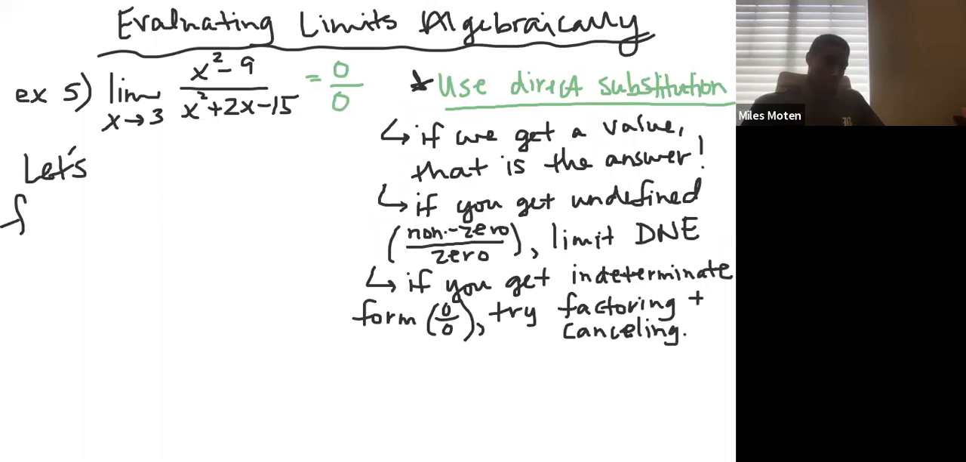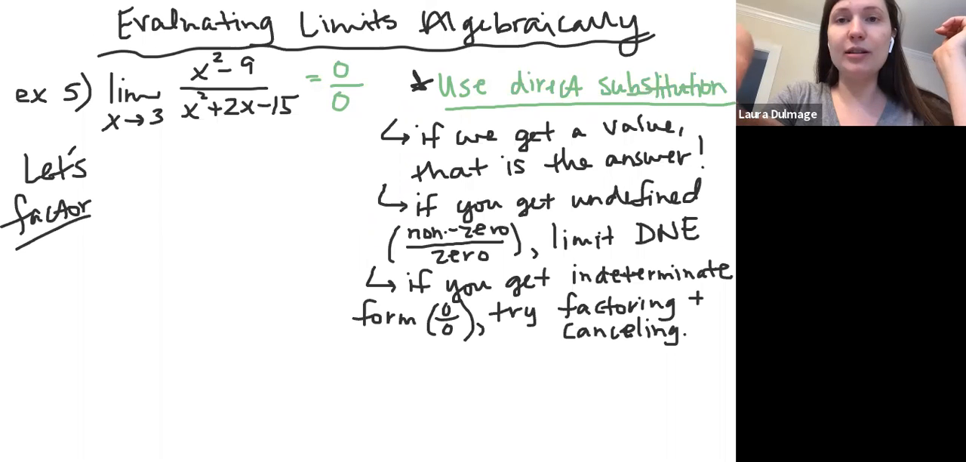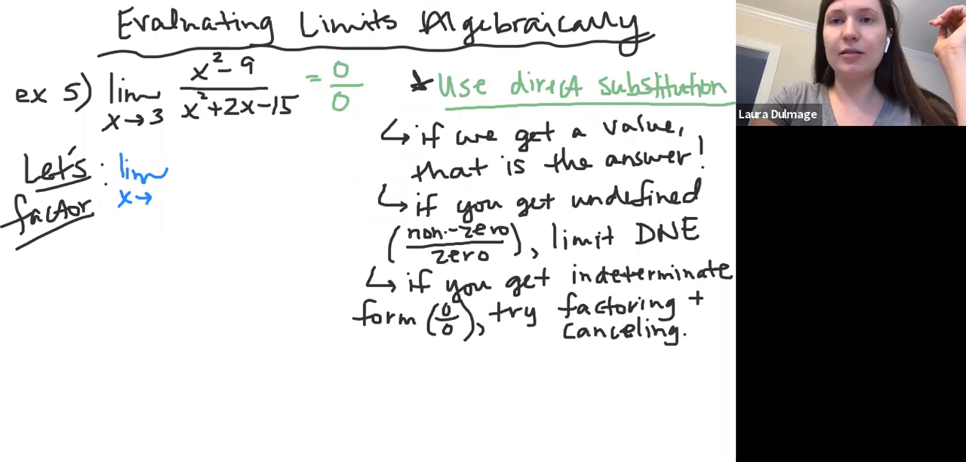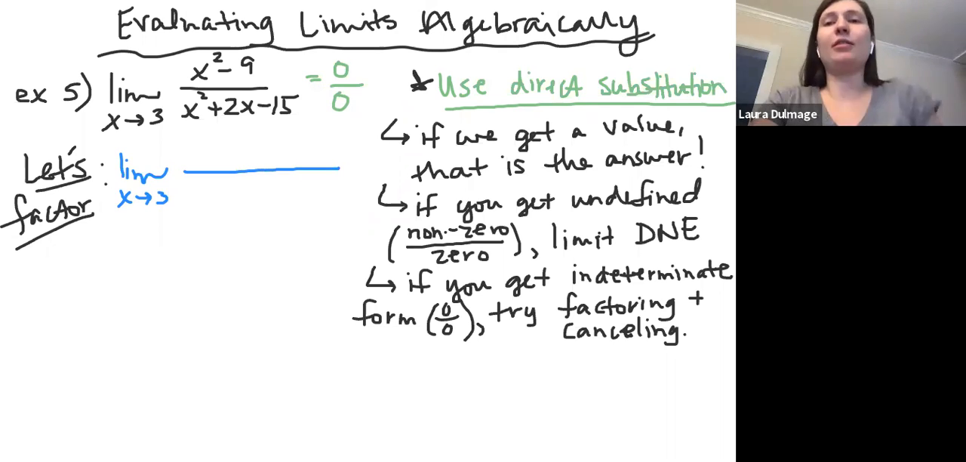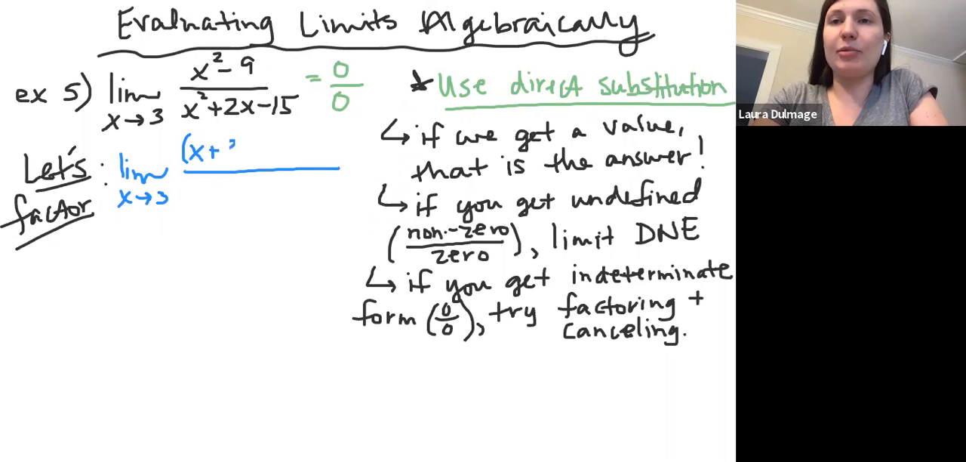X plus 3, x minus 3. Great. And what is that called? Who remembers what the numerator is called mathematically? Difference of squares. Yes, difference of squares. Thank you, Kobe. Awesome. Okay. So this numerator is a difference of squares, right? This is a perfect square, and we're taking a difference, literally. So we take the square root of x squared, put it first, the square root of 9, put it second, and one plus, one minus.